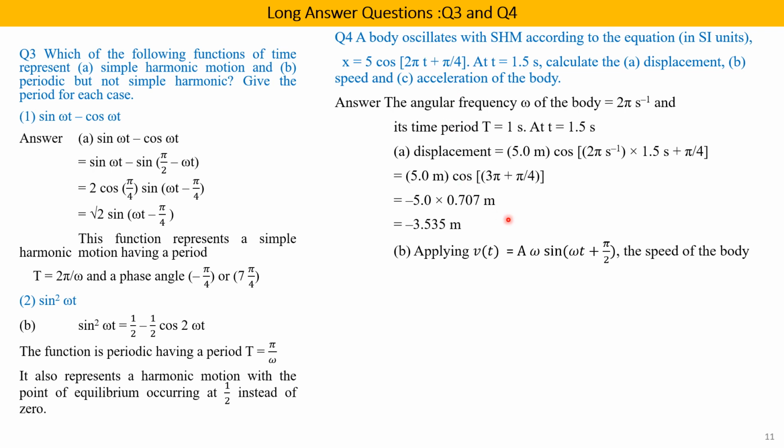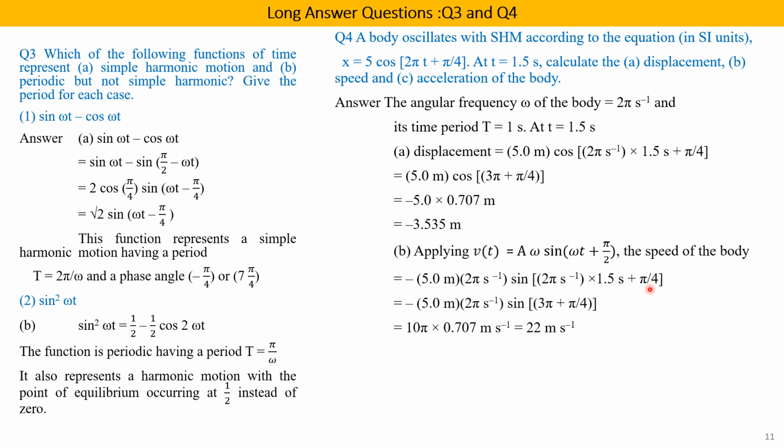Now, to solve part B, we will apply the formula v of t is equal to the differential, that is minus a omega into sin(omega t plus pi by 4). The speed is given by, and now we can put the values of constants, minus 5 meters into 2 pi per second into sine of (2 pi per second into 1.5 plus pi by 4). Simplifying, we get the answer as 22 meters per second.